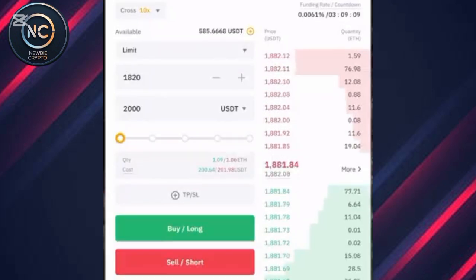And once you've done that, you come here and tap on buy or long if you want to long the trade, or you tap on short if you want to short the trade. Now that is for limit order.